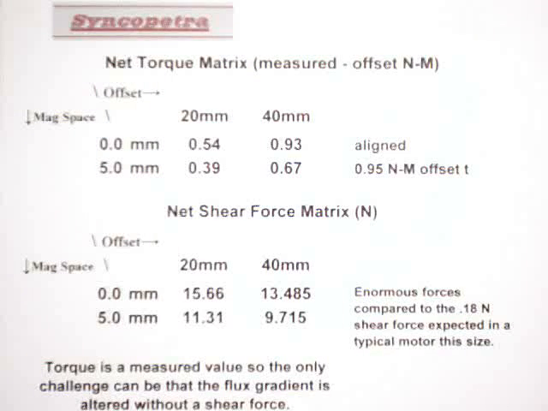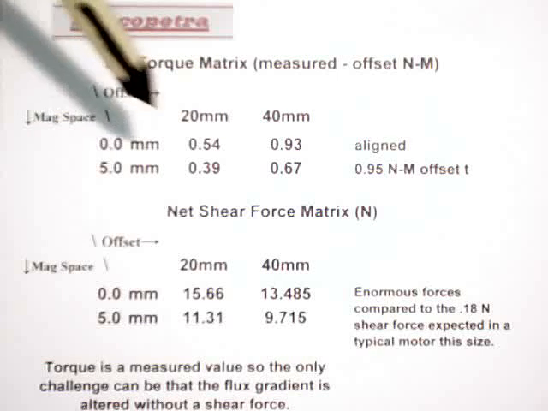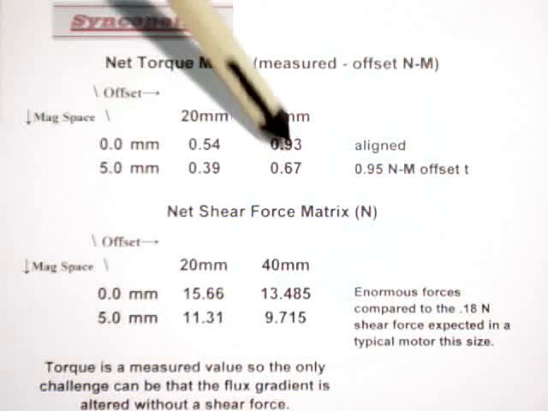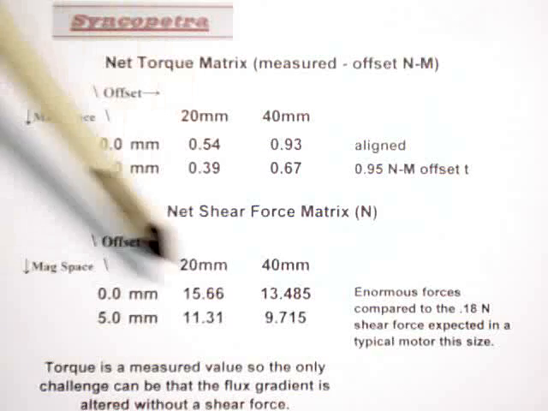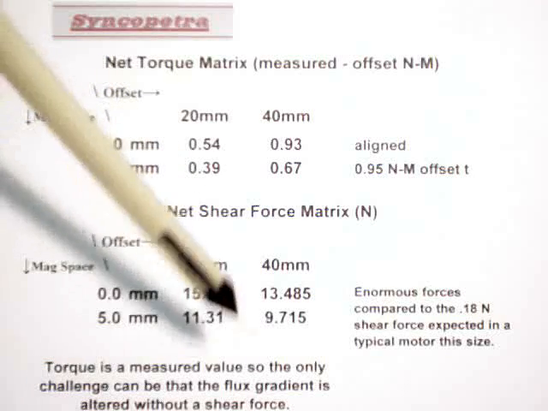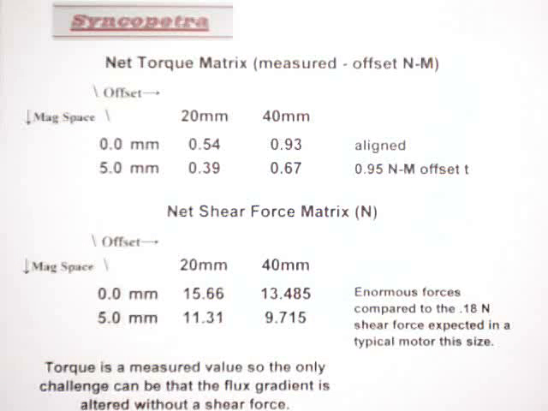All right. We also have data with no separation or no offset of the magnet. These numbers too are consistently compared to the 1 Newton meter and the forces we get from the solid steel bar. These numbers are all very, very large. The torque is large and the shear forces are large. The shear forces are 2 orders of magnitude greater than what we'd expect from a Faraday motor of the same size.